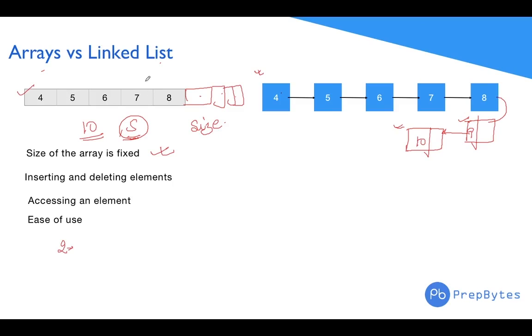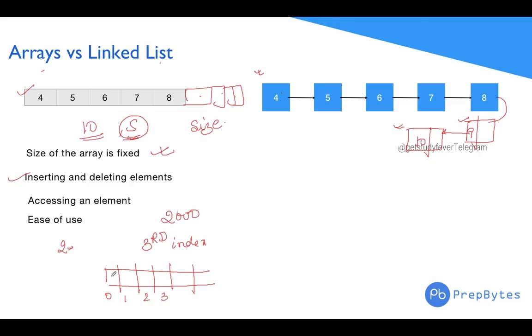Now let's talk about what happens when we have to insert or delete an element. Let's say in the case of arrays, we have an array of size 2000, and we have to insert an element at, let's say, the 3rd index. Let's say this is my array: this is 0, 1, 2, 3. Let's say I already have a few elements like 2, 5, 6, 7, 8.